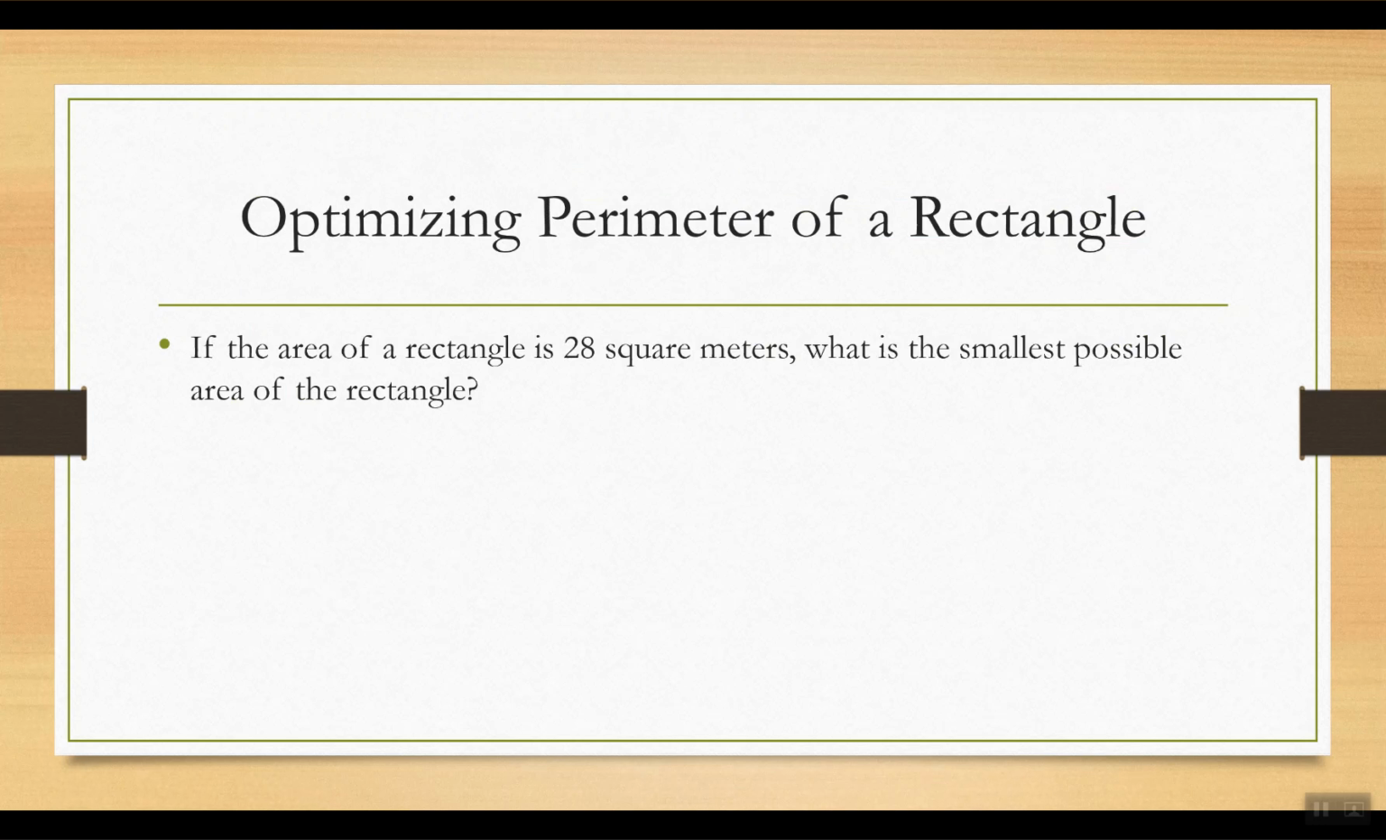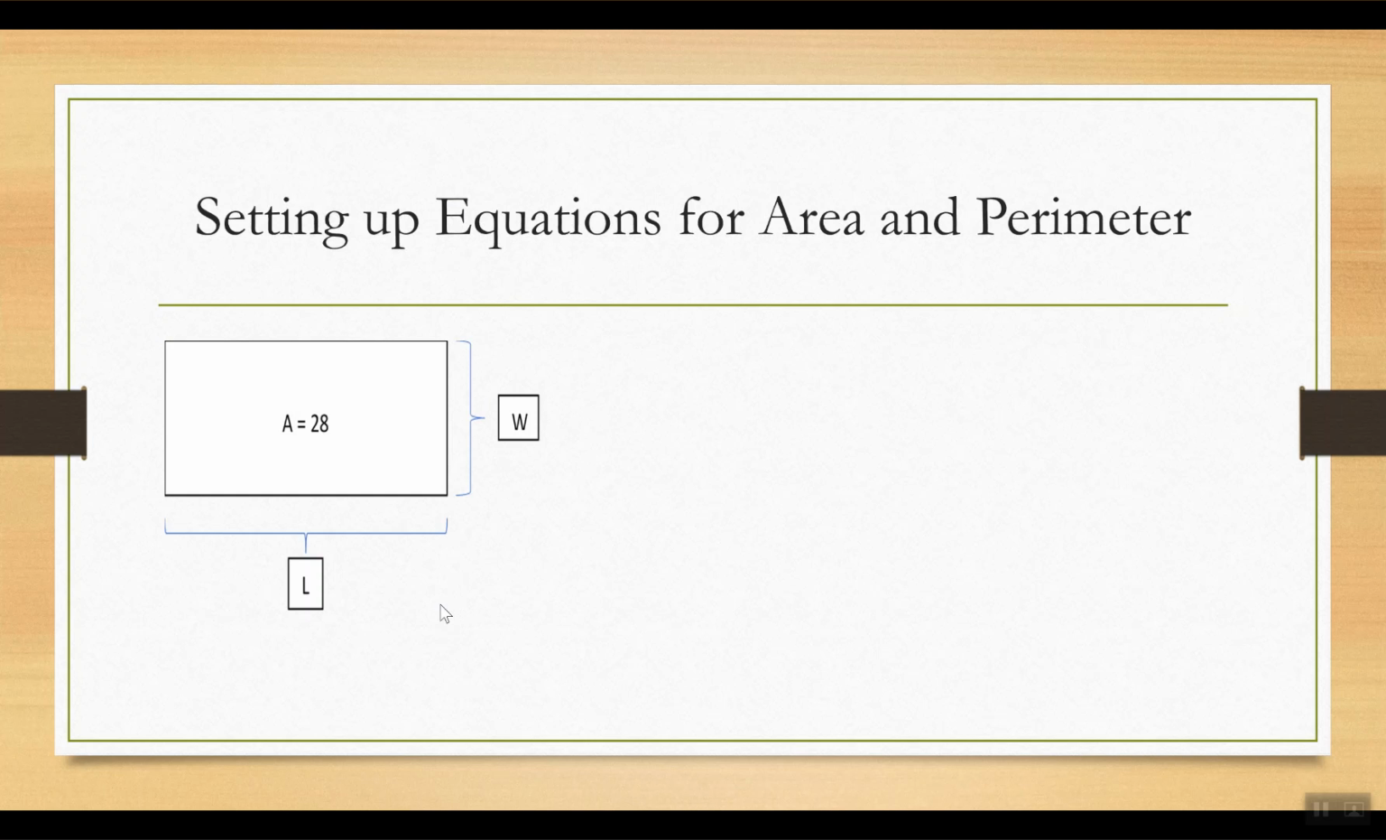So the question we have is, we have a rectangle that's 28 square meters, so we just have to find out what's the smallest possible perimeter for that rectangle. So this is a diagram for the rectangle. We know the area is 28. We have the area and the perimeter equations, and then we sub in 28 for area.